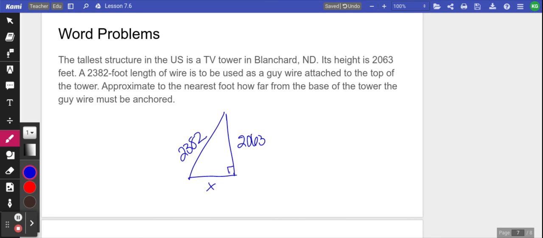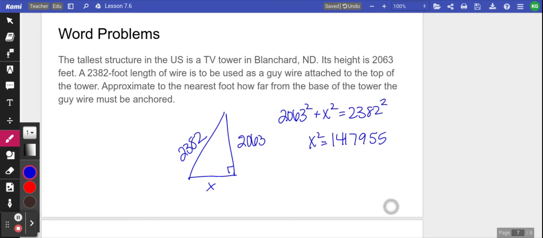So this actually becomes a geometry problem with the fact that a squared plus b squared equals c squared. So I have 2,382 squared minus 2,063 squared. x squared equals 1,417,955. And to undo the squared, I'm going to take the square root. And I get the answer to be 1,190.8 feet away.